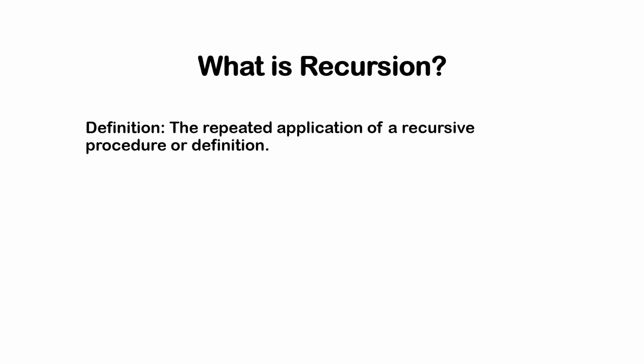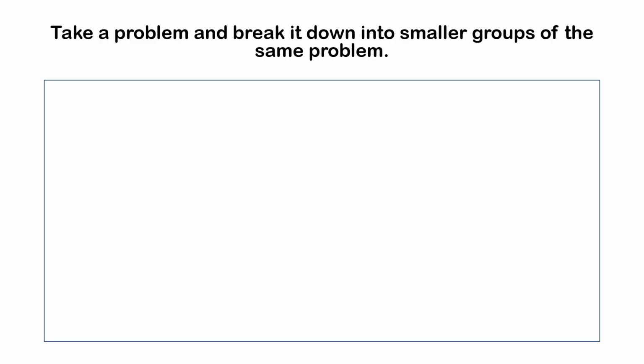So let's think of it in another way. The idea of recursion is to take a problem and break it down into smaller groups of the exact same problem. In other words, it's to apply the same solution, but on a smaller set over and over again until we reach a point where our solution no longer is correct or works.